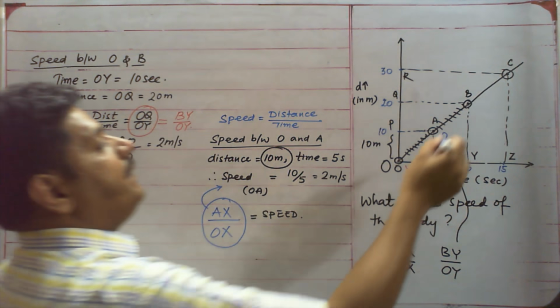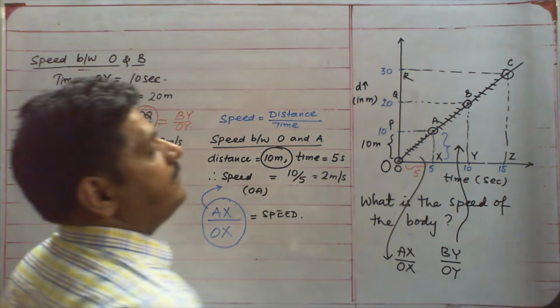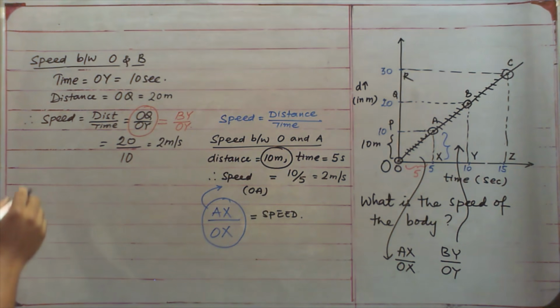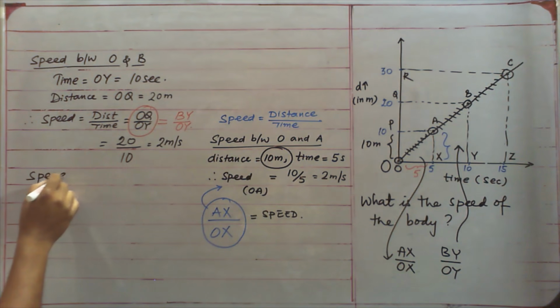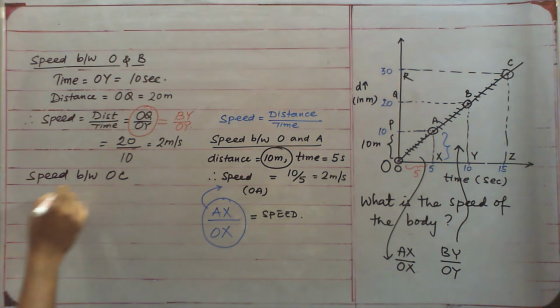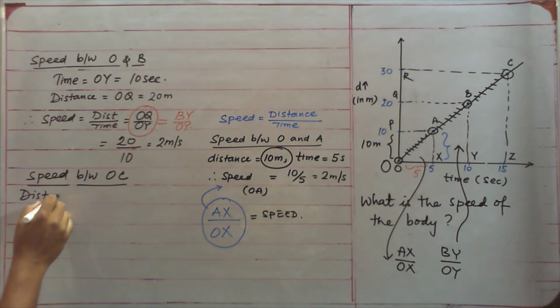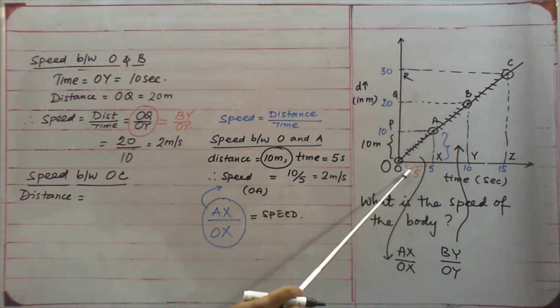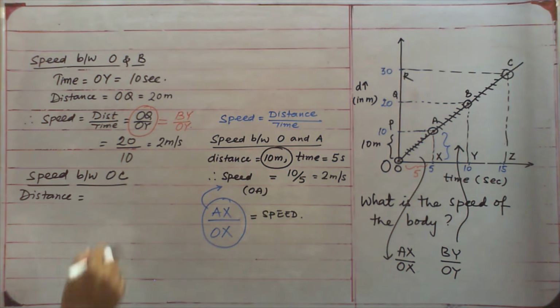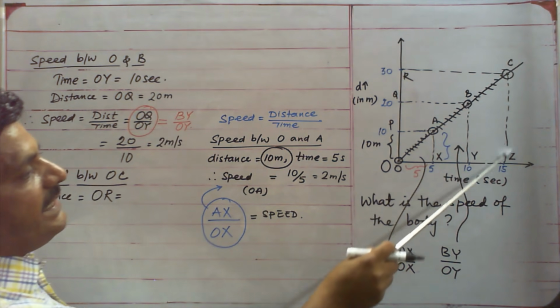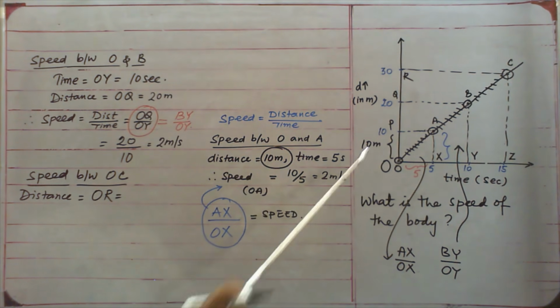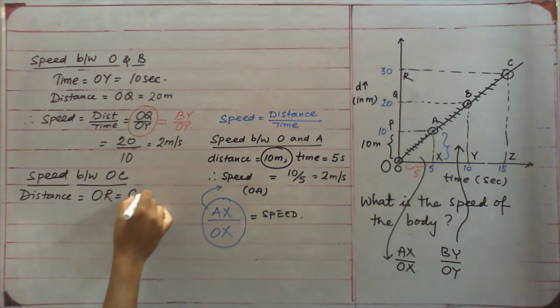Now if I take the whole part till OC, what is the speed between O and C? What is the distance travelled? If you look at the graph, the distance is O to R. So this is the distance. I can write OR, or instead of OR, we can write CZ also. CZ and OR are equal in length. So this would be CZ.